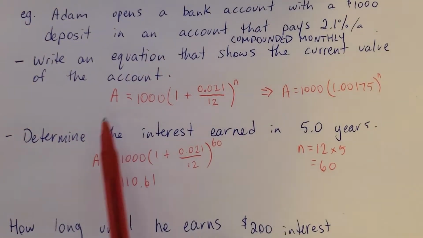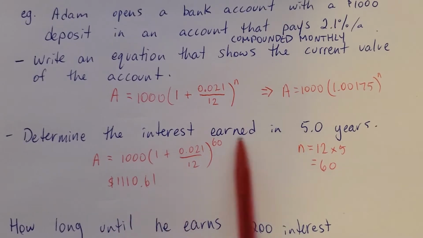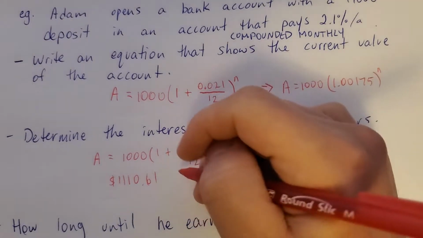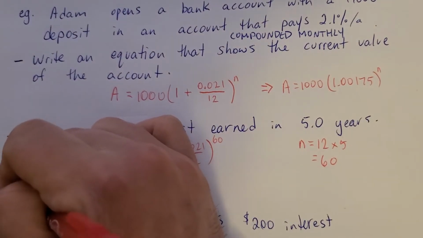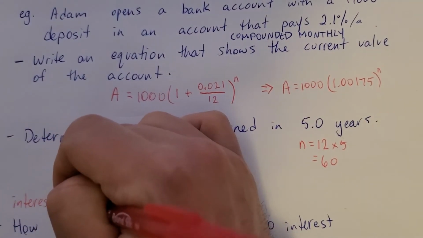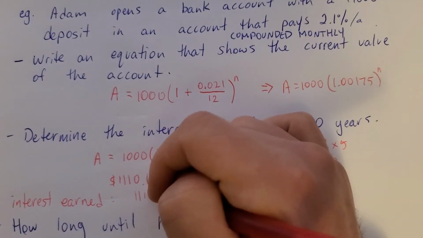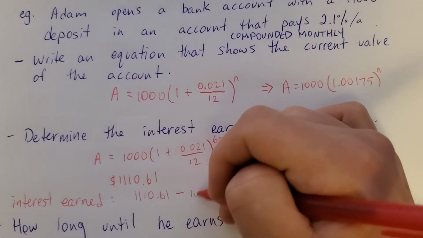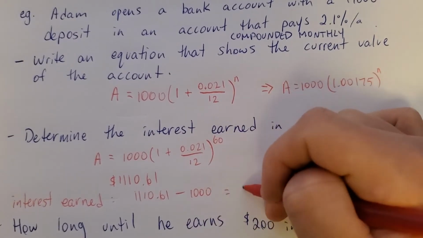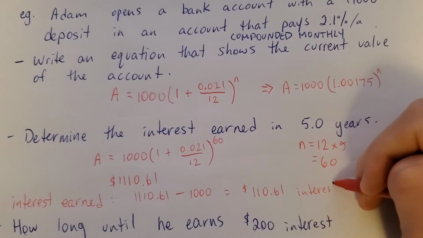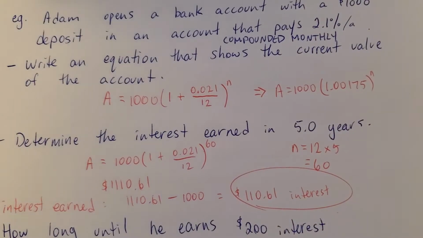The question asks for the amount of interest earned. Interest is how much was added. He started with 1,000, so you just have to subtract that initial amount. So it's going to be 1,110.61. Subtract what he started with. So he has earned $110.61 in interest. I hope that makes a bit of sense.